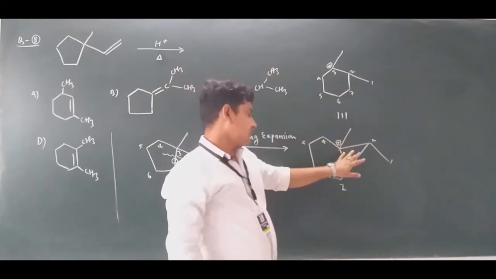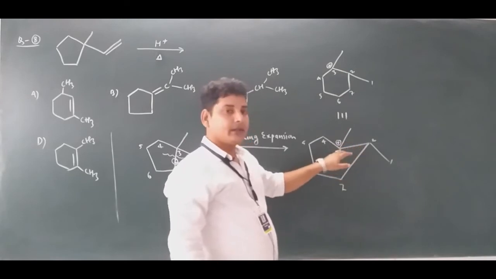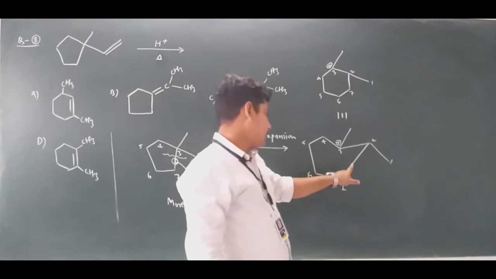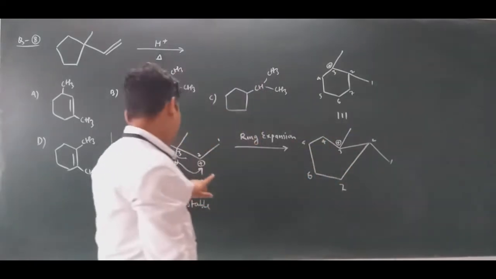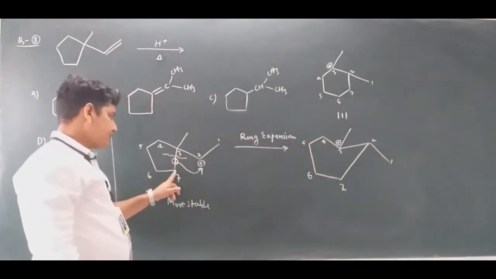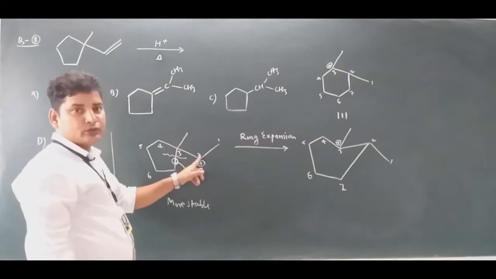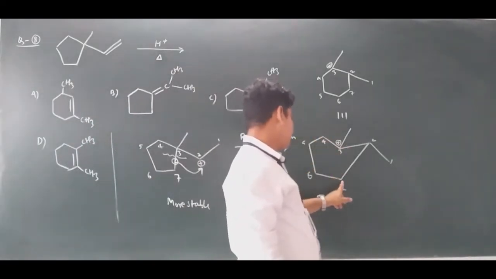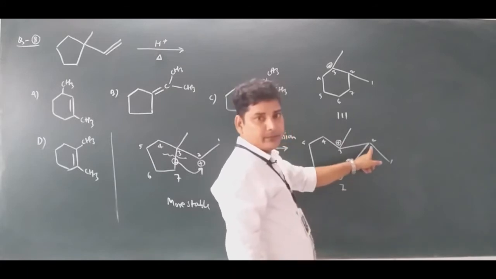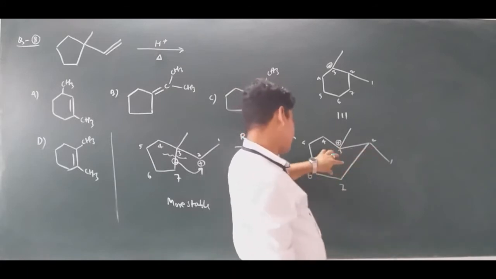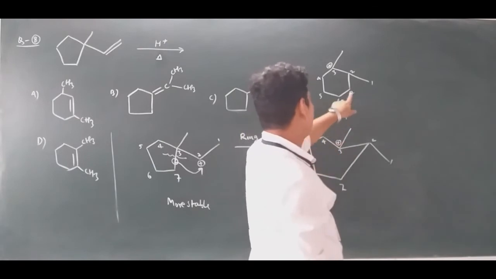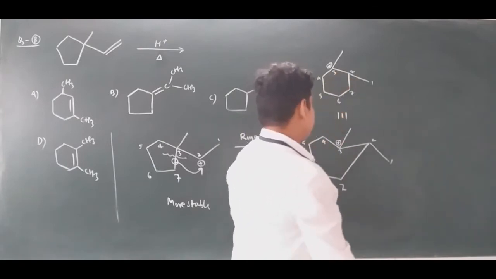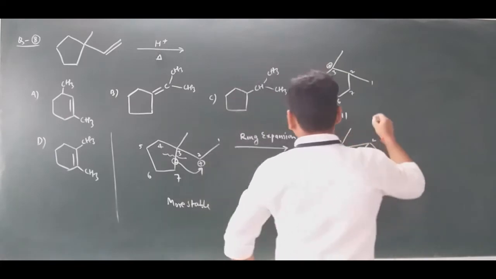So numbering, don't think that I have done the numbering in the wrong manner. Actually I have done the numbering in order to know that carbon number 7 is connected to carbon number 2. Therefore we make a bond between carbon number 7 and carbon number 2. So in this ring there are 6 members, 1, 2, 3, 4, 5, 6. Now what happens here?